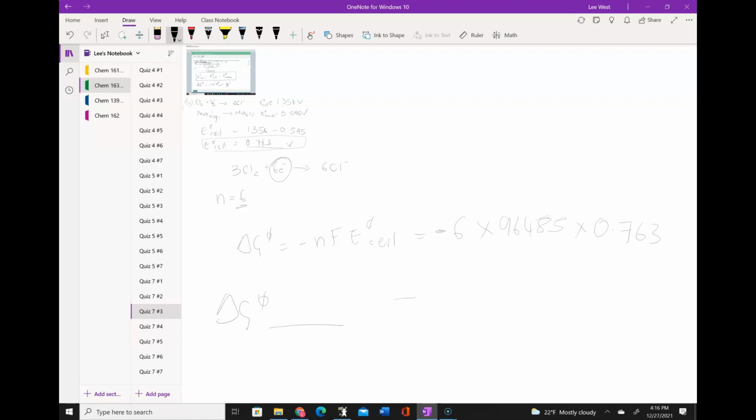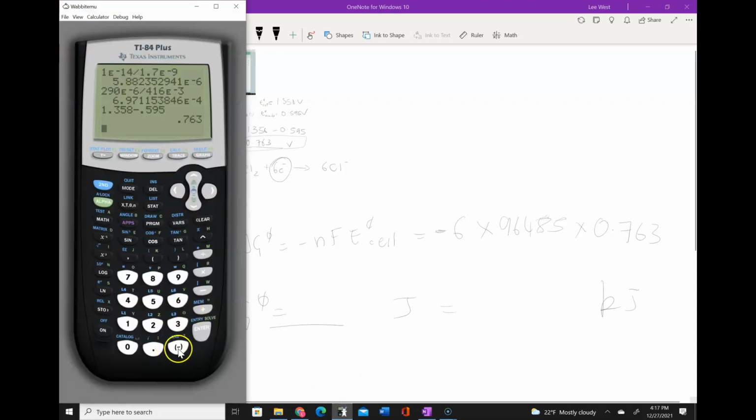And as I said, this is going to give it to you in joules, and we're probably going to divide that by 1,000 and get it into kilojoules, depending on how that looks. So minus 6 times F, 96485, times E naught, 0.763, equals negative 441708 joules. And if we divide it by 1,000, we'll get our answer in kilojoules, minus 442 kilojoules.